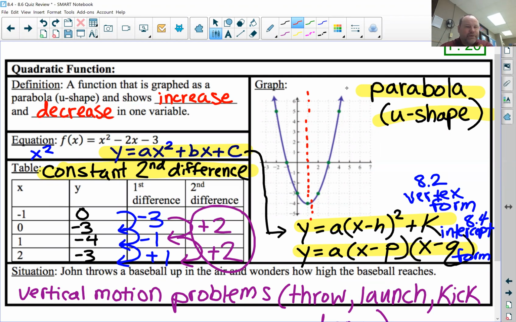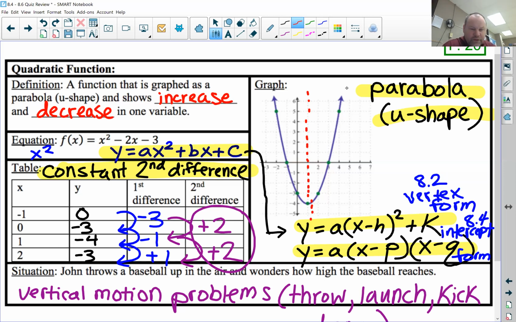We have that standard form, pretty common to see. We could have vertex form, which is over here underneath the graph, that we covered in 8.2: y equals a times the quantity x minus h squared plus k. Or the form we had in 8.4, intercept form: y equals a times x minus p times x minus q.